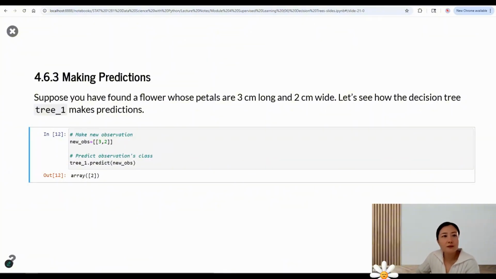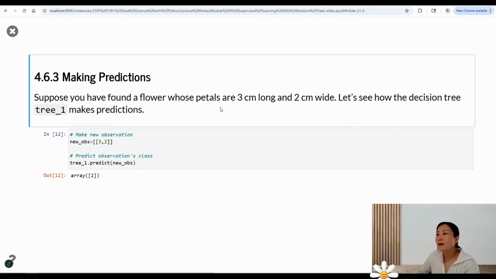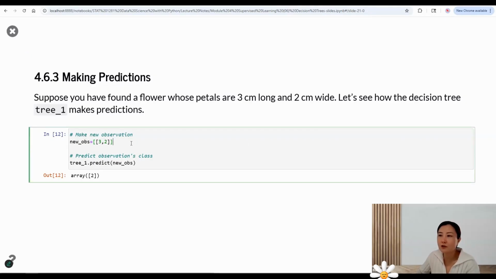Then let's see how to do predictions. Suppose we have a new flower whose petals are 3 cm long and 2 cm wide. Let's predict the species of this flower. First, create this new observation data matrix. You notice that you need to make it a 2-dimensional object. 3 and 2. And then we use the predict function to do prediction. The predicted label is 2, so it should be the 3rd class, the last class.